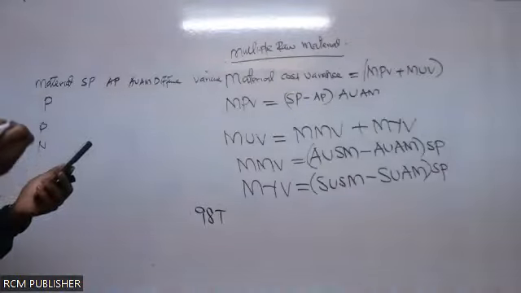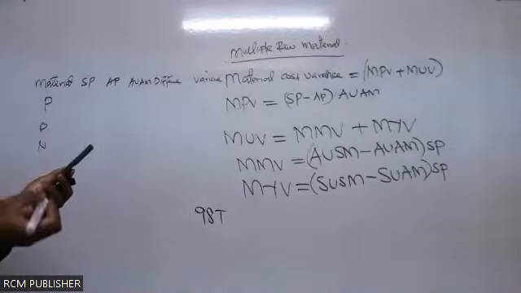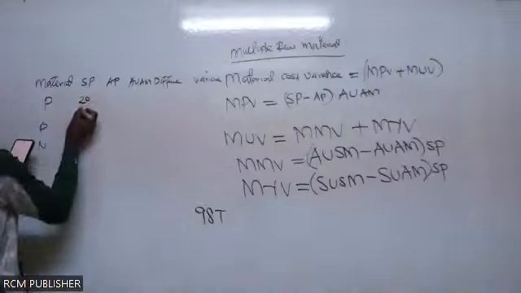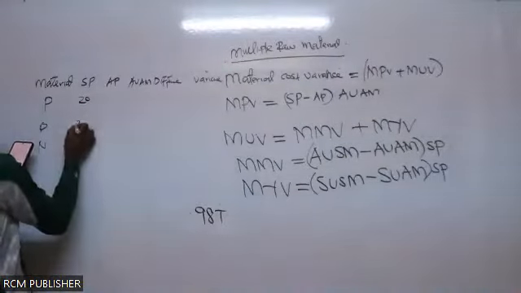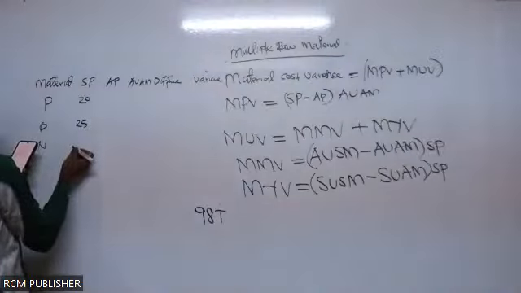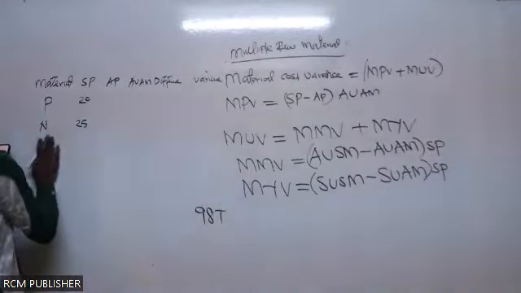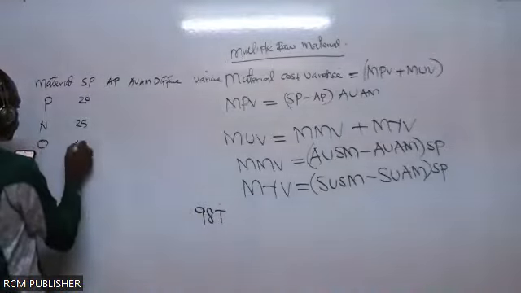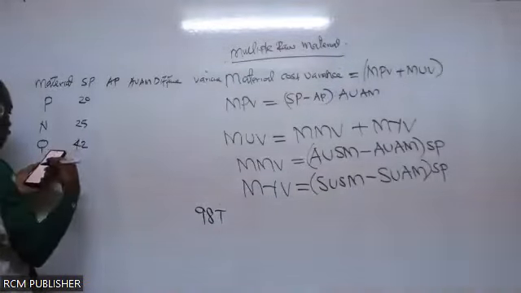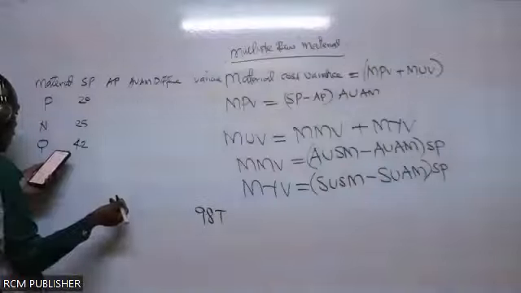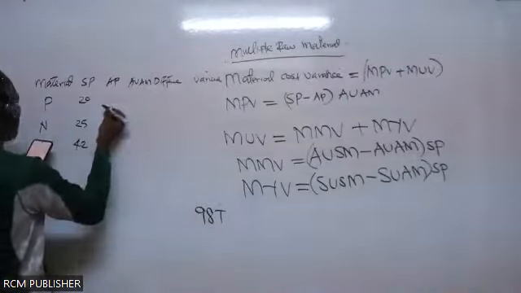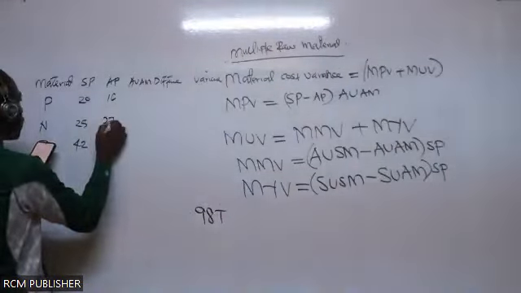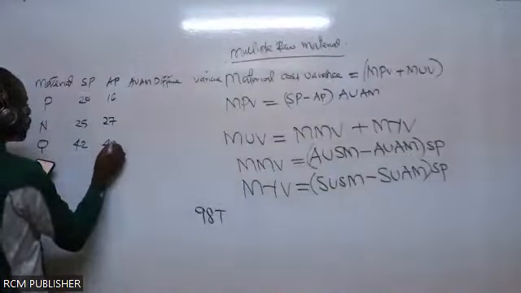First table, standard: we have ingredients or inputs, standard proportion, then standard cost. So P, we are able to see we have 20. Then Q, we have 25. It is P, N, Q. So N, we have 25, and then Q, we have 42. That is the standard. If I move down, I'm able to see the actual. So the actual price is 16 for P, 27 for N and 48 for Q.